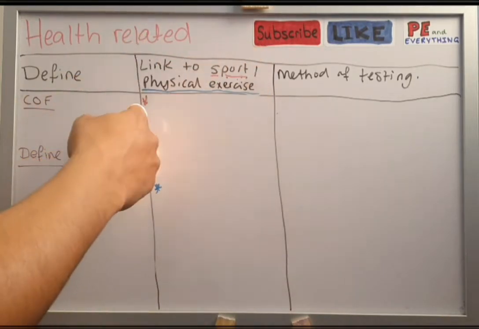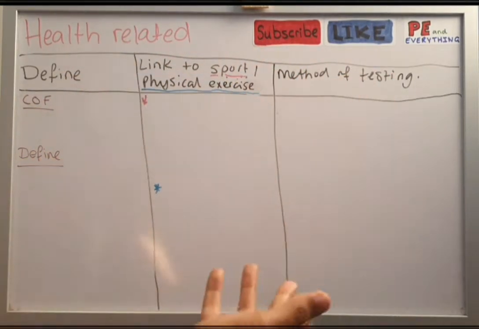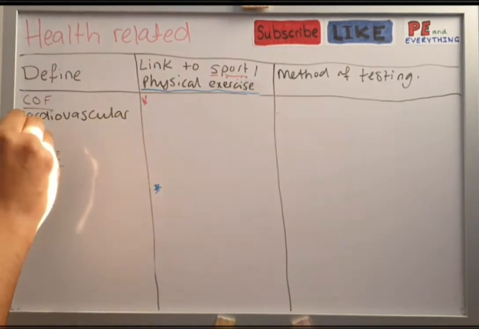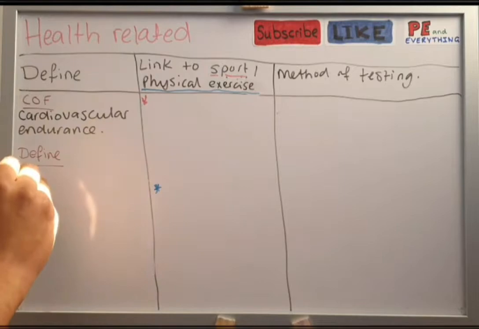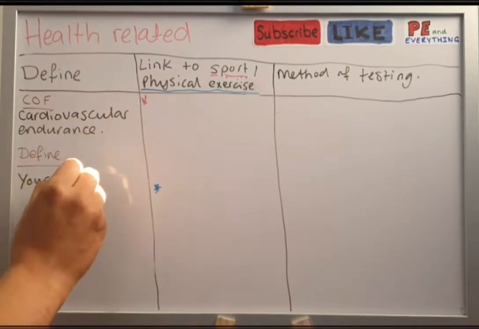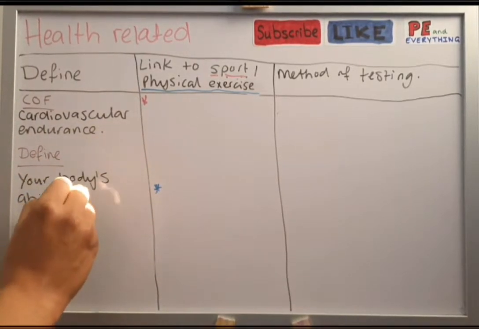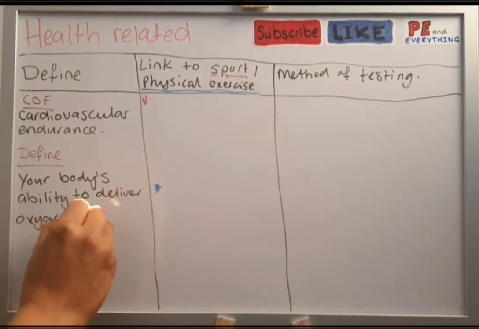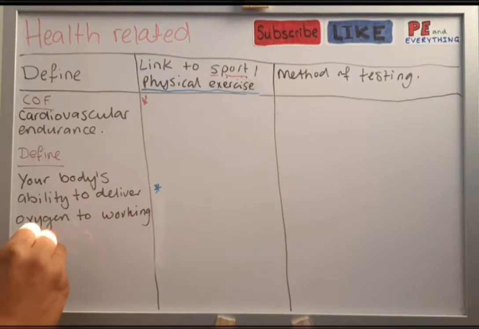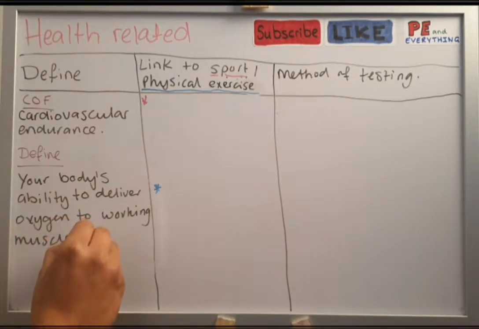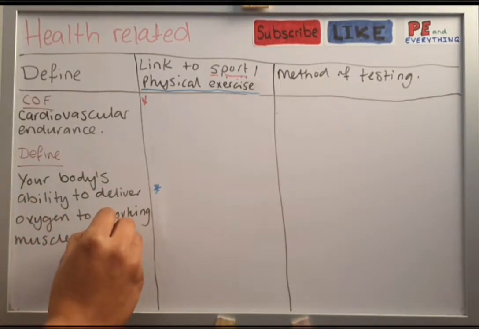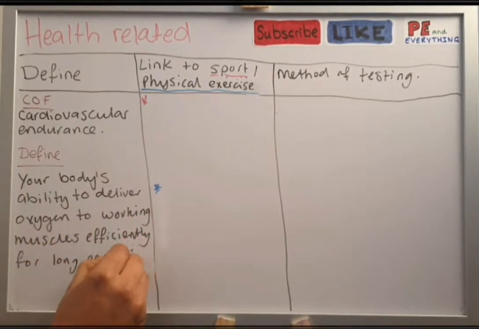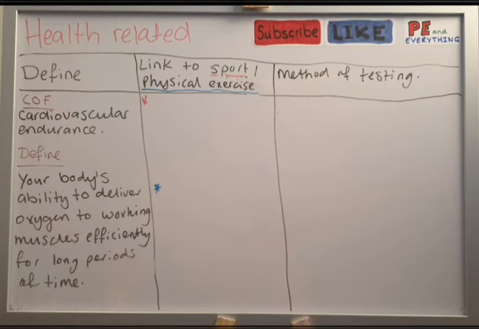Now this is where the real learning takes place. We're going to select health-related first. We're going to define it, link it to sport and physical exercise, and then give the method of testing. So the first one up is cardiovascular endurance. Cardiovascular endurance. This is your body's ability to deliver oxygen to the working muscle efficiently, without fatiguing, and being able to do so for a long period of time.